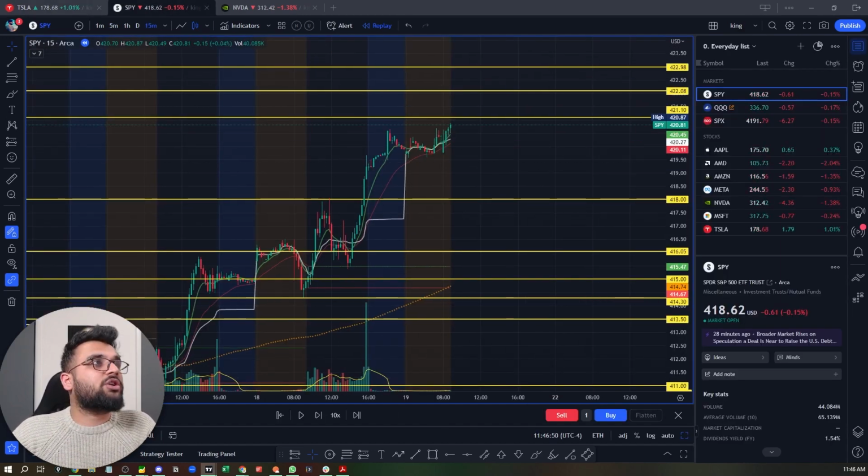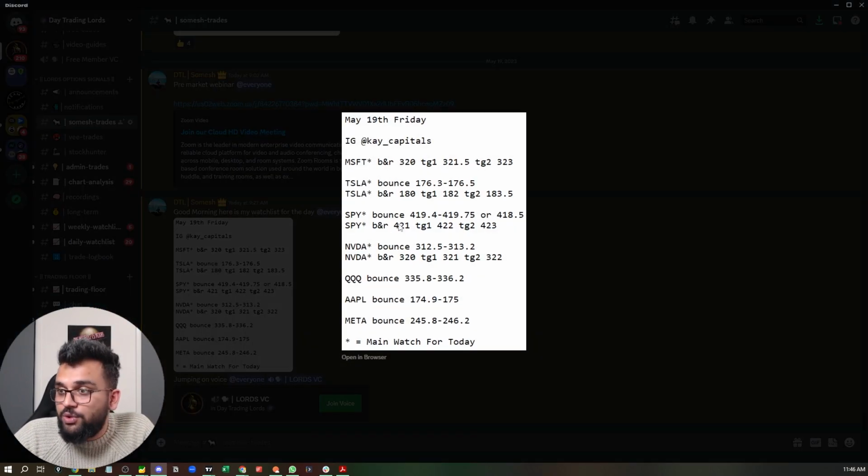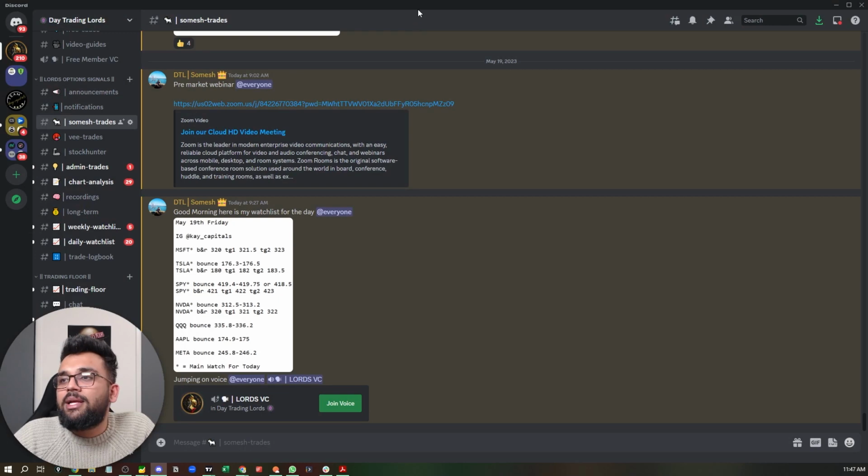Now, what was I watching on SPY? So we made a game plan. I was looking for SPY for a bounce at 419.4 to 419.75 or 418.5. So this was the bounce area and this was the bounce area, but let's see how the market went.